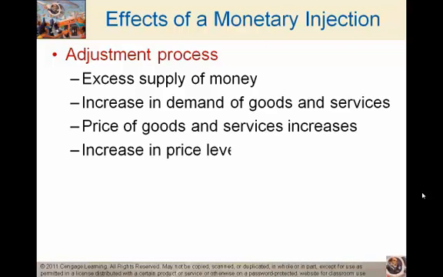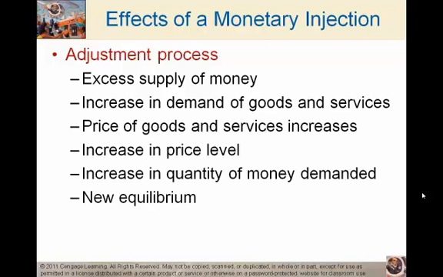And obviously there's going to be an adjustment process here. First of all, there's going to be an excess supply of money. It's going to increase the demand for goods and services, but the amount of goods and services we're going to assume is pretty constant. That means the prices of all the goods and services, because the demand for them is going up, the prices of all of them will go up. That'll increase the price of each good or service, but it'll also increase the price level in the economy. And that will satisfy the increase in the quantity of money demanded.